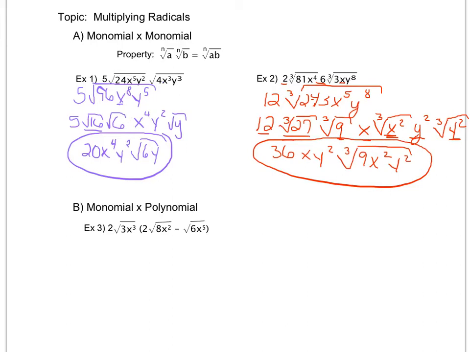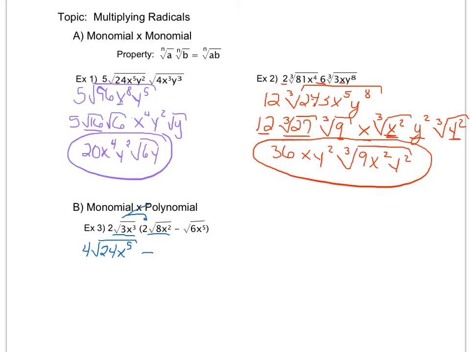So now the second piece, I'm going to look at monomial by polynomial. So it's going to work basically the same way, except here I'm now going to have to distribute in to each of my terms before doing the multiplication. So I'm going to go ahead and do that. So I multiply in, and I get 2 radical 3x cubed times 2 radical 8x squared, and I get 4 radical. Using what I learned up above to know that when I have radical 3x cubed times radical 8x squared, they can combine and go under one radical, giving me 24x to the 5th.